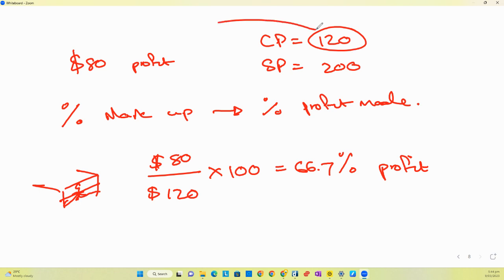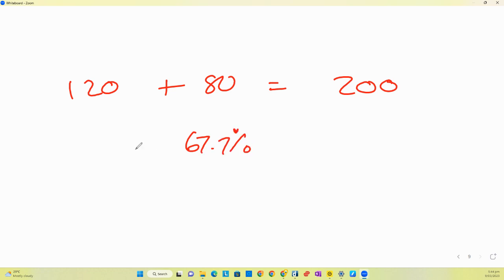67% of 120 is 80. And that's your percentage markup of your goods. You're increasing the cost of the goods, which was 120, by that. So 120 plus 80 equals 200. This is a 67% increase to get there from there. All right, and that's what percentage markup is.